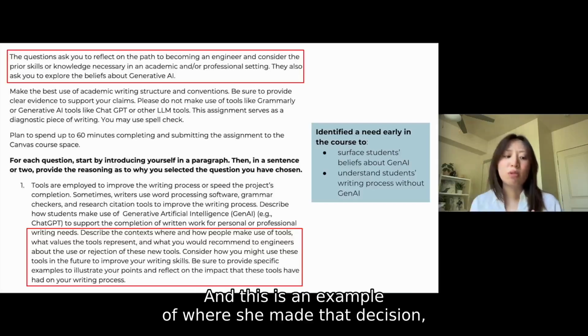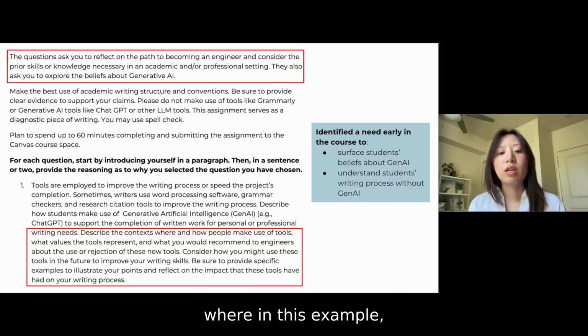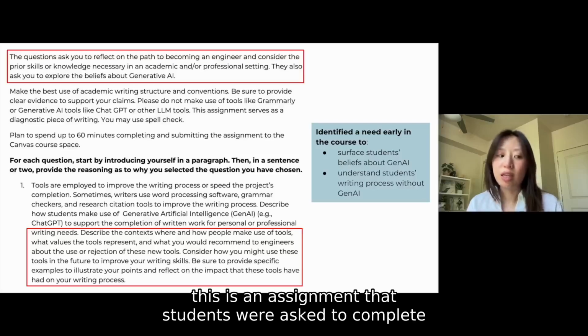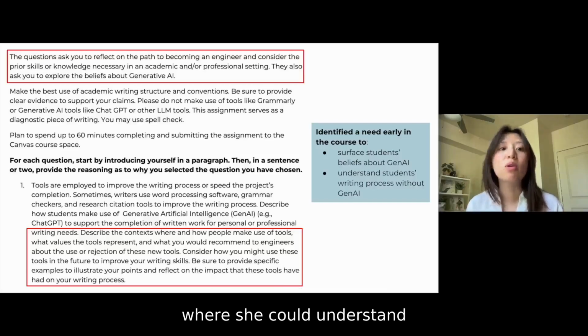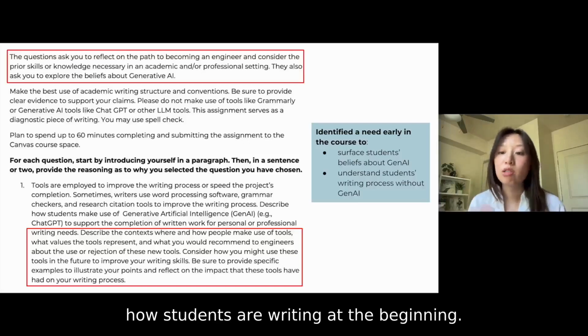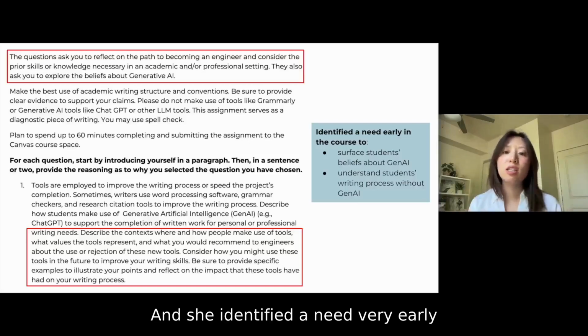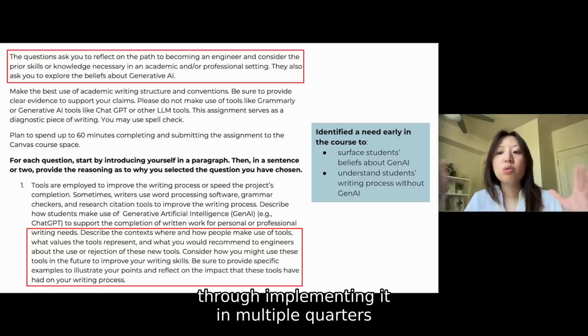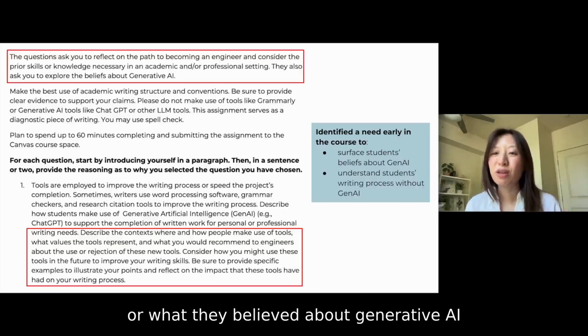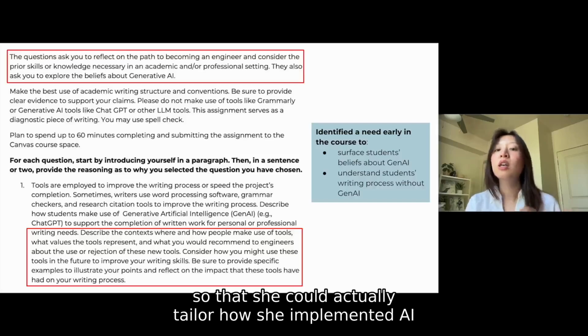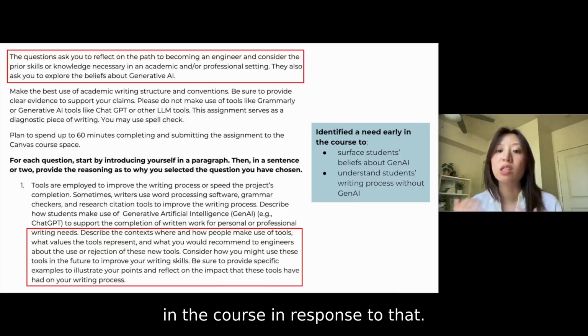And this is an example of where she made that decision, where in this example, this is an assignment that students were asked to complete at the beginning of the course to essentially give her an incoming writing sample, where she could understand how students are writing at the beginning. And she identified a need very early through implementing it in multiple quarters that we needed to understand what students believed about generative AI at the beginning of the course so that she could actually tailor how she implemented AI in the course in response to that.